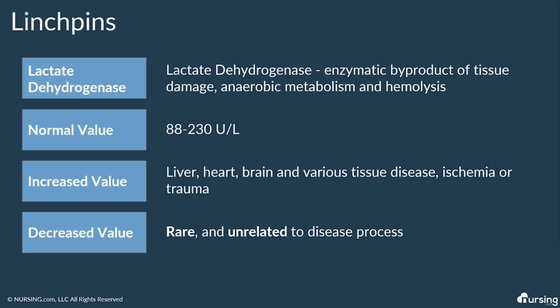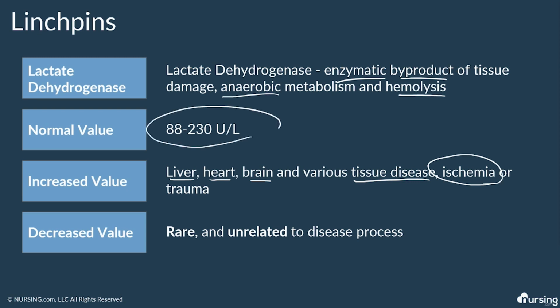LDH is an enzyme or a byproduct of tissue damage that can be seen in anaerobic metabolism, hemolysis, MI, pancreatitis, liver, heart, brain, all of these various tissue diseases, right? It's an indication of ischemia or damage. Normal values are between 88 and 230 units per liter. When it's decreased, that's pretty rare and unrelated to a disease process.